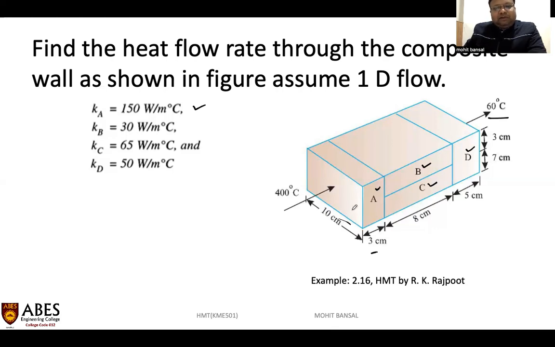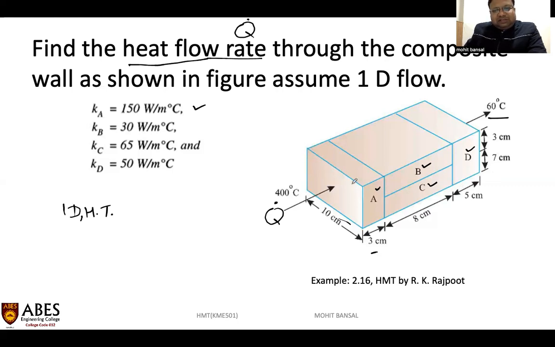In this problem, we have to find out the heat flow rate, represented by Q dot, which is flowing one-dimensionally in this direction. While solving this problem, we have to consider a few assumptions, like one-dimensional heat transfer. We are considering that in the other two directions, no heat transfer is happening. This is the first and foremost thing while solving this problem.